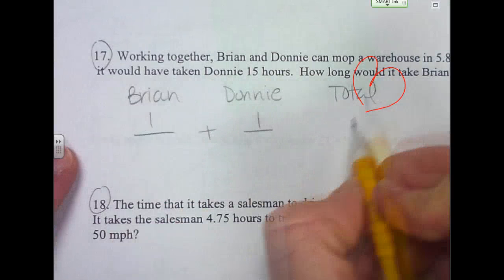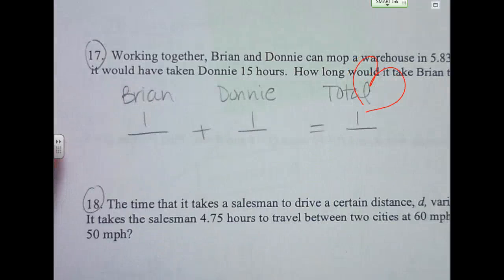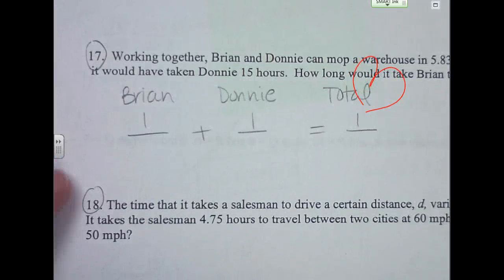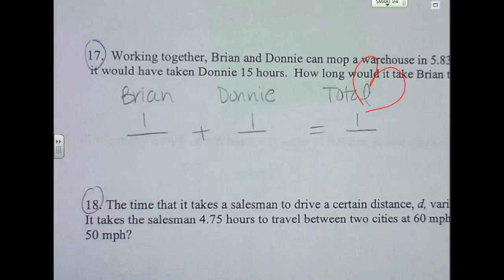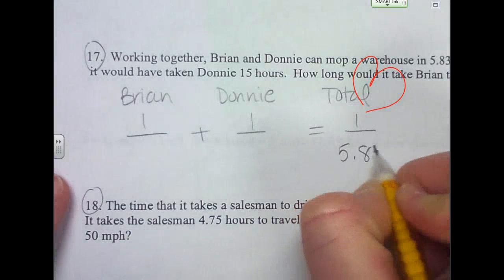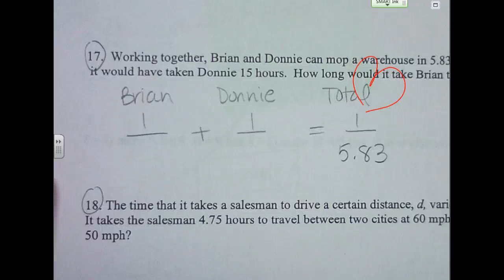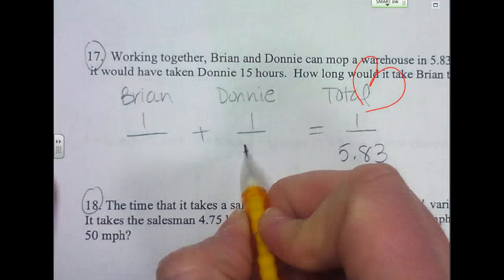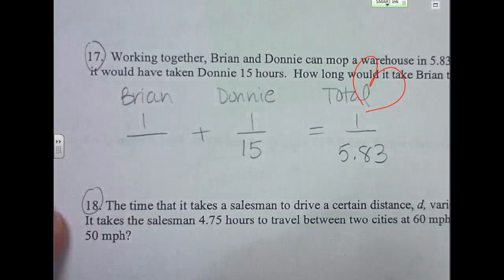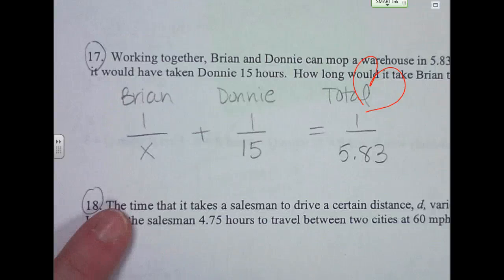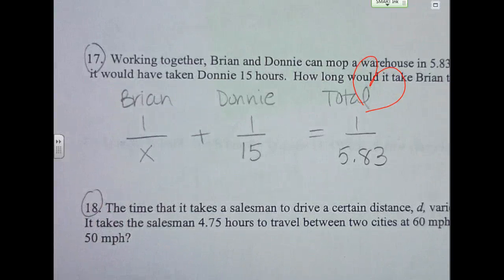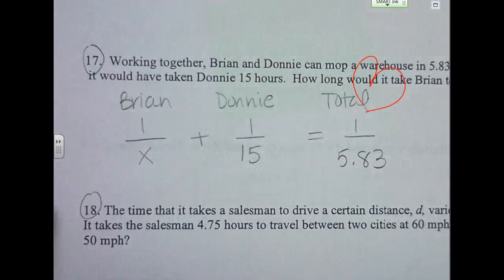So again, you always have ones on top. It says, when working together, Brian and Donnie mop a warehouse in 5.83 hours. Where does that go? Under the total, 5.83. Had he done it alone, it would have taken Donnie 15 hours. How long would it take Brian to do it alone? So Brian gets the X, that's what we're going to solve for. So when you see that they're talking about work problems, it's 1 over something plus 1 over something equals 1 over something.